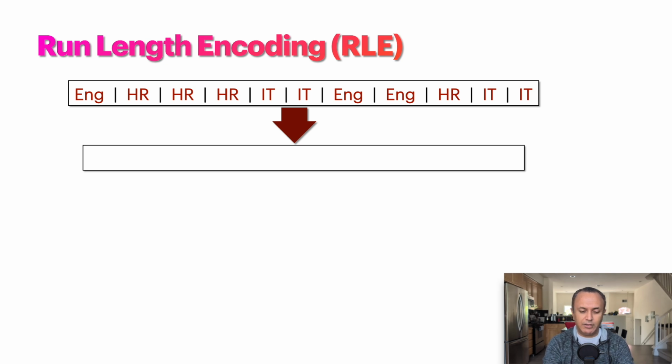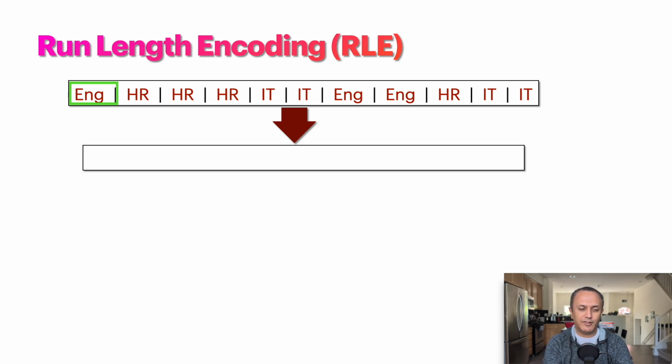So starting from the beginning, we have engineering, and this is only once. It's not repeated consecutively. It might be somewhere else later on in the values, but at least there is no other engineering value right next to this one. So in the output, in the compressed data, this will be represented as the value plus the number of repetitions.